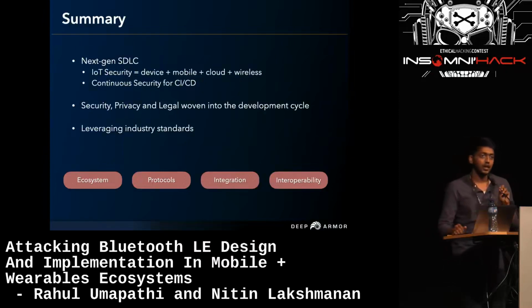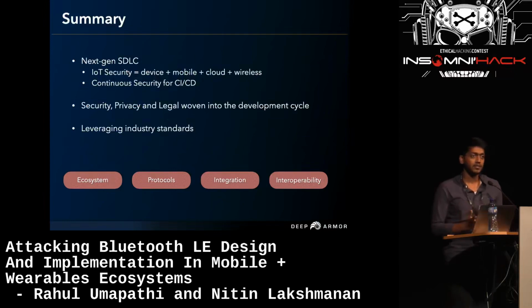So the summary is that next generation IoT devices have next generation problems, and the entire IoT security comprises the device, phone, communication protocol, and cloud. All these components have to be included in the secure development lifecycle process in the development phase itself, and continuous security should be included as a part of the CI/CD pipeline.